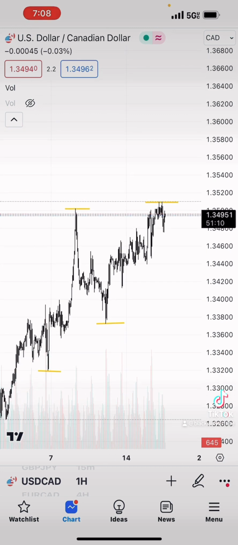And so the thing is that I know I'm looking for buy trades, okay? And this is how I do my setup. If you do your setups a different way, that's fine. This is how I do them.